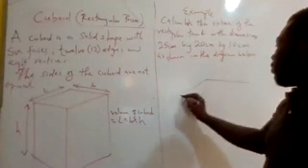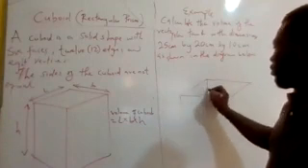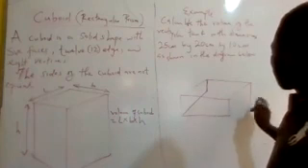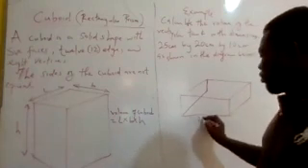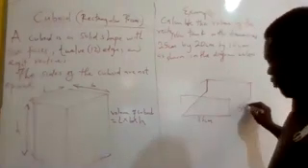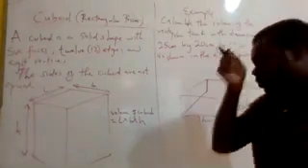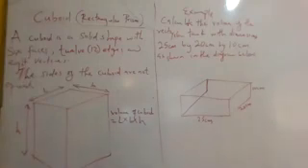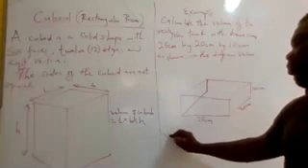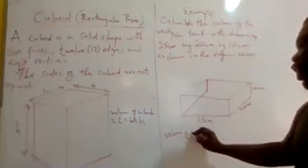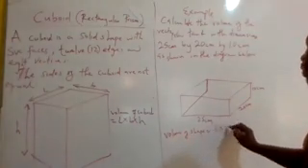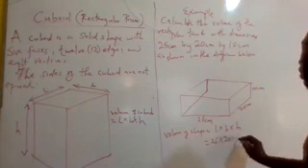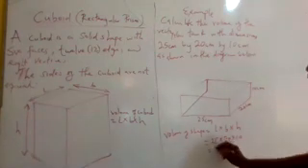So we have this. Of course this is a cuboid, and you are being asked to find the volume. So what do you do? The volume of the shape is equal to length times breadth times height. And that will be 25 times 20 times 10. And of course that will give us 5,000.